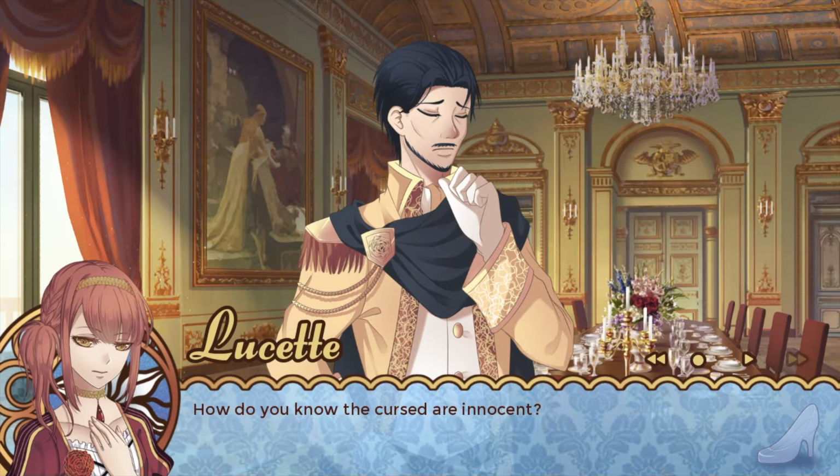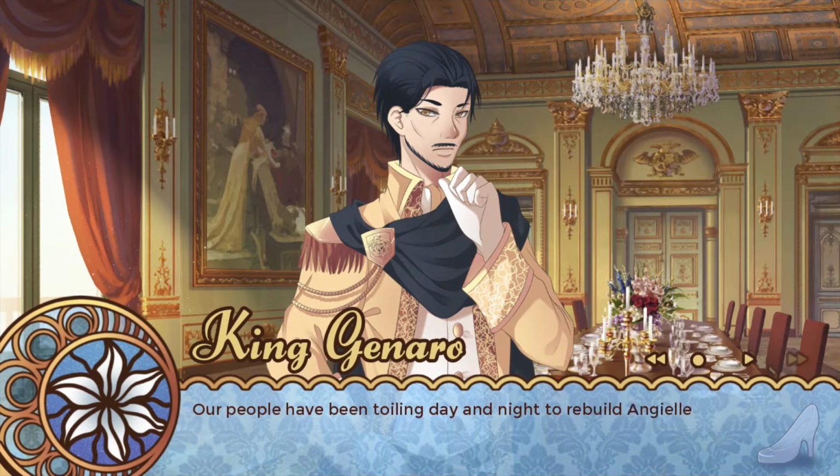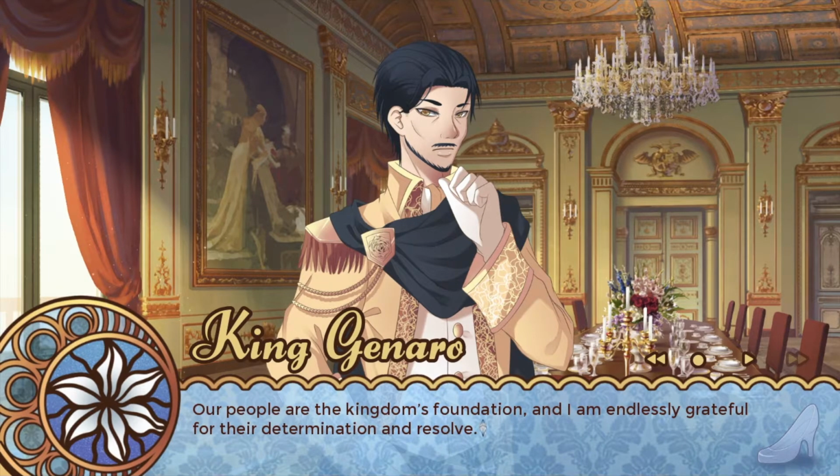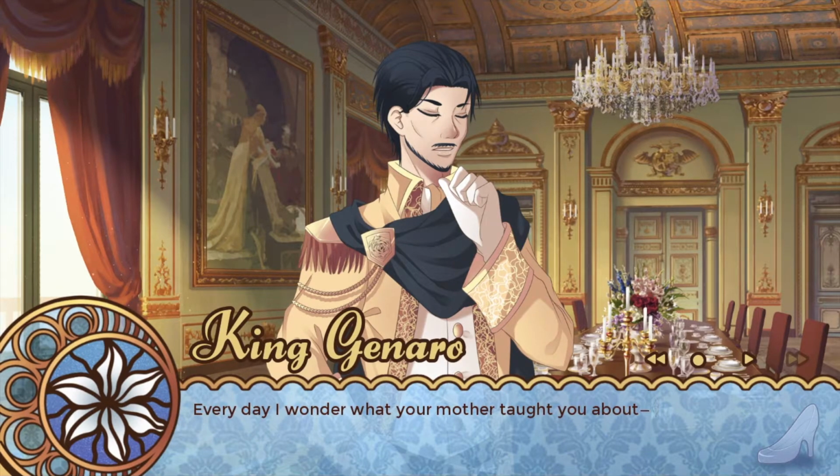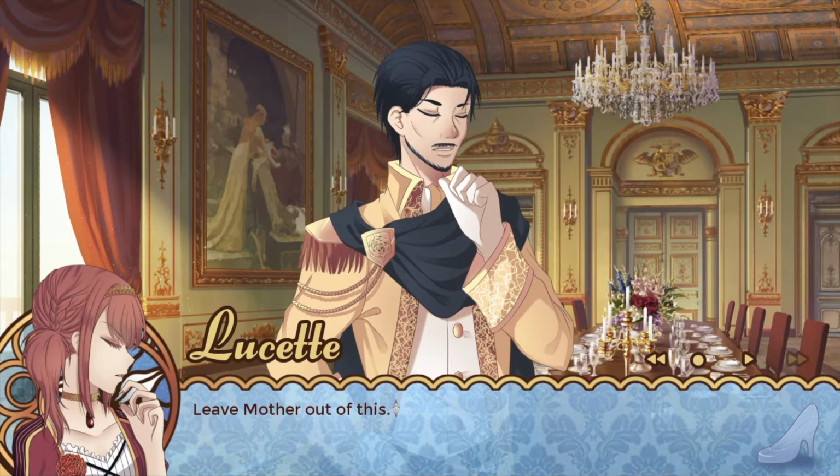How do you know the cursed are innocent? Our people have been toiling day and night to rebuild Angia after the Great War. Our people are the kingdom's foundation, and I am endlessly grateful for their determination and resolve. Every day I wonder what your mother taught you about. Leave Mother out of this.